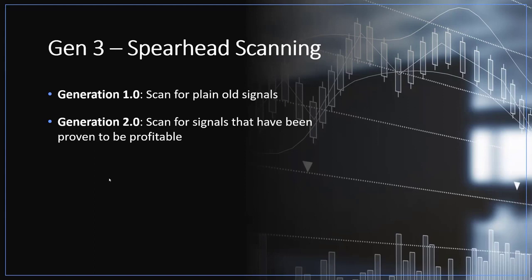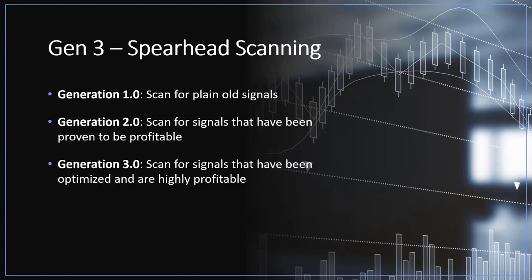This is what we call generation 3 spearhead scanning. Here, we only scan for signals which have been optimized and are highly profitable. So it's a combination of these two things. We have optimized the parameters for the symbol, and we've picked the best symbol to trade on. And this is really a tool which will allow you to put all the odds in your favor. And how this works in live trading, on live charting, will be shown to you now by Nicolas.